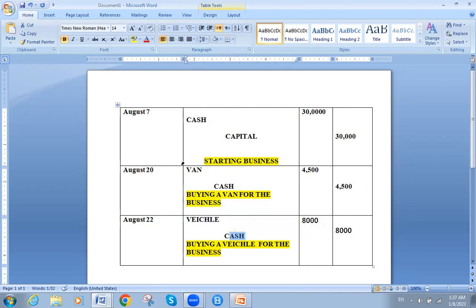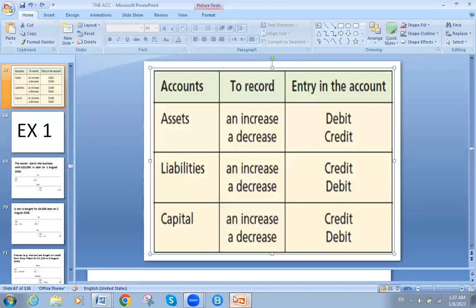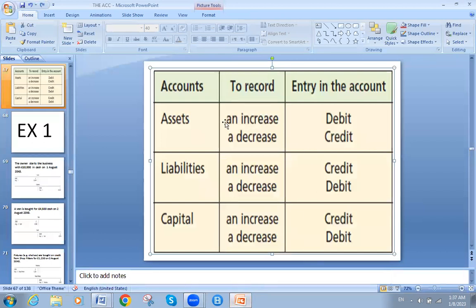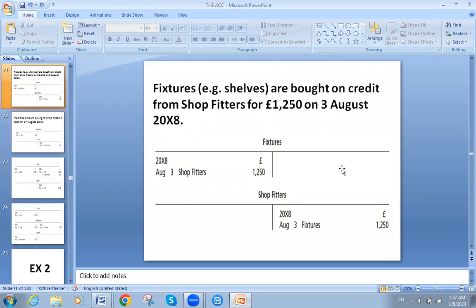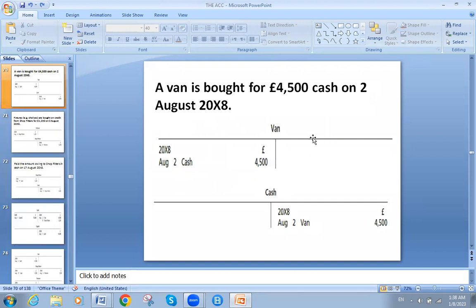When we pronounce it, we say from vehicle into cash with the amount which is in front of us. Here we go. Assets increase is debit, assets decrease is credit. That was the first two transactions today in the journal entry. And we'll see how we post these into the ledgers by the next lecture.